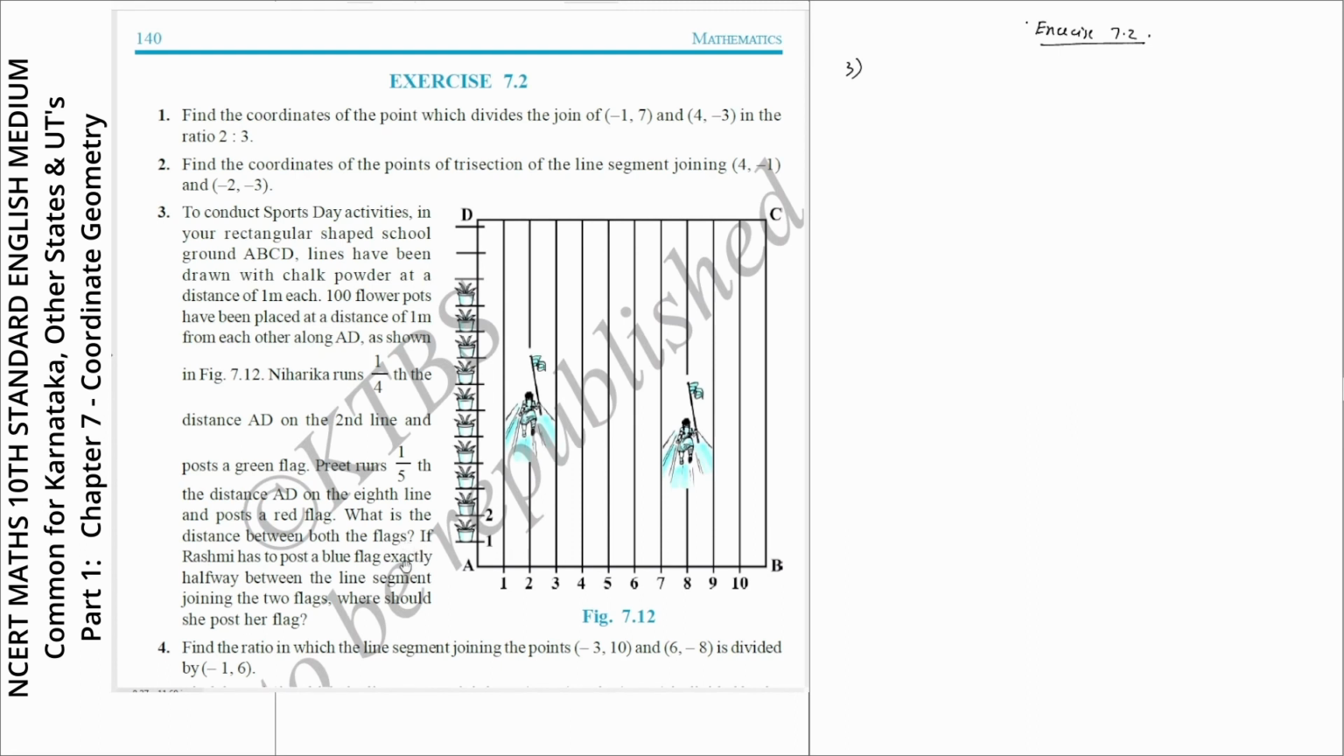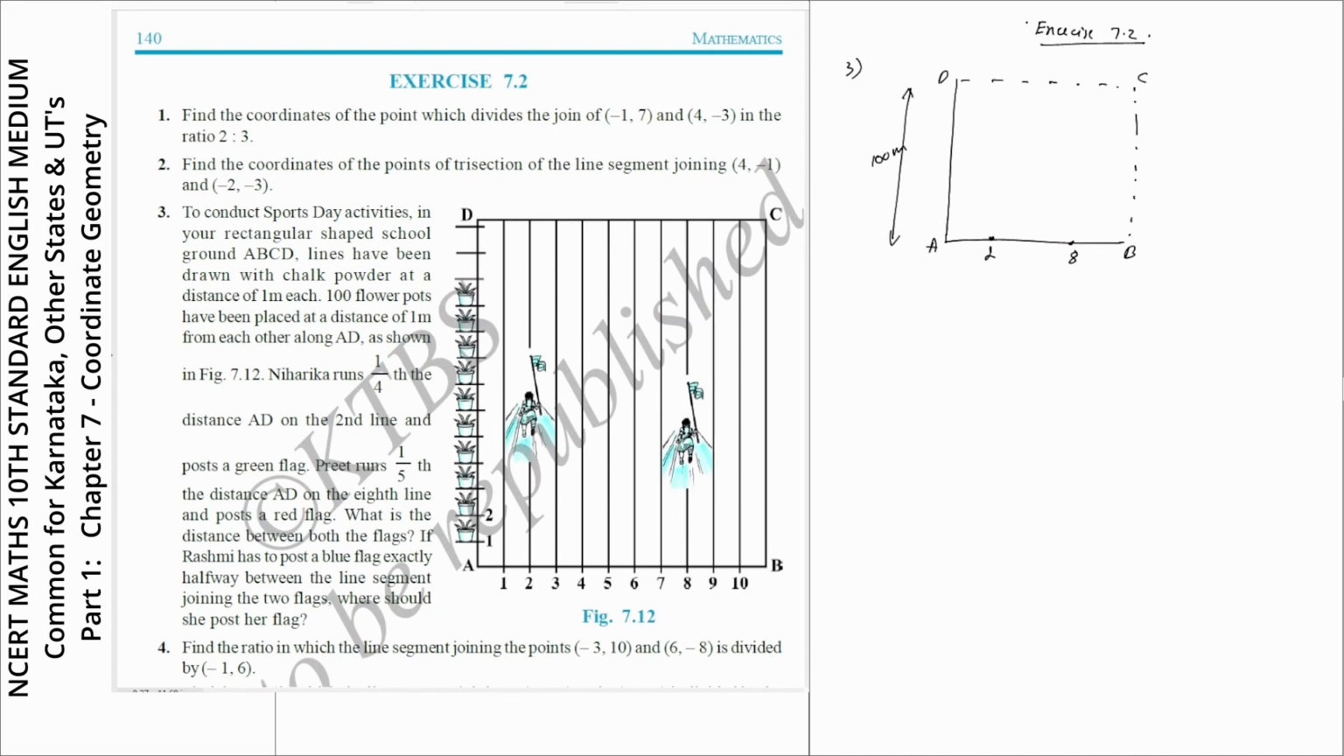And another girl is coming here. If Rashmi has to post a blue flag exactly halfway between the line segment joining the two flags, where should she post her flag? So we should find the midpoint of the line joining these two flags, and at whatever point comes in between, at that point Rashmi will post a flag. And what is the midpoint of that is the question. So I have simplified and written the graph here.